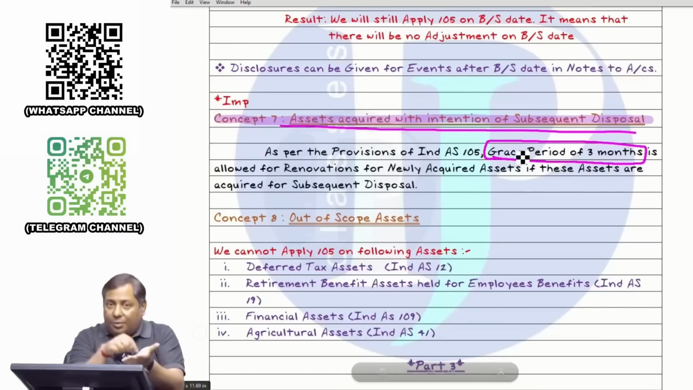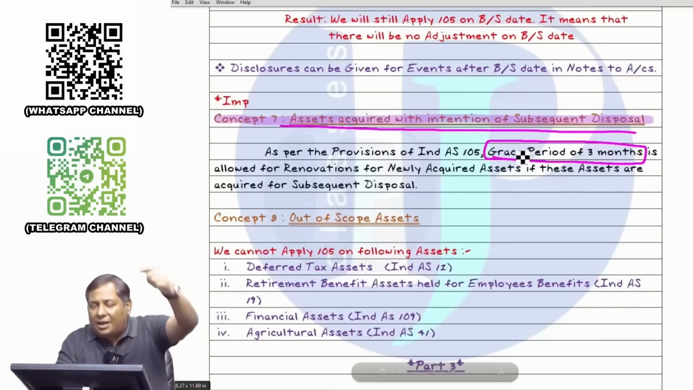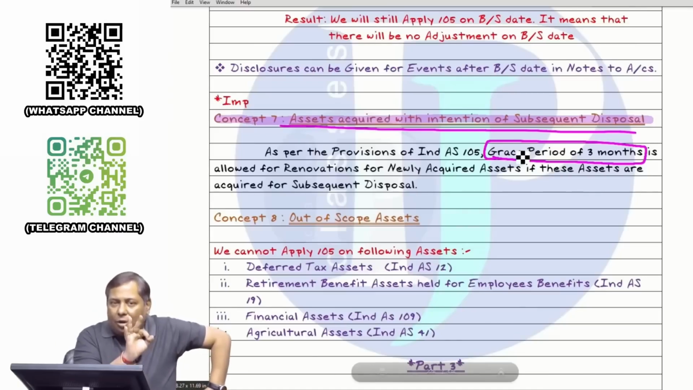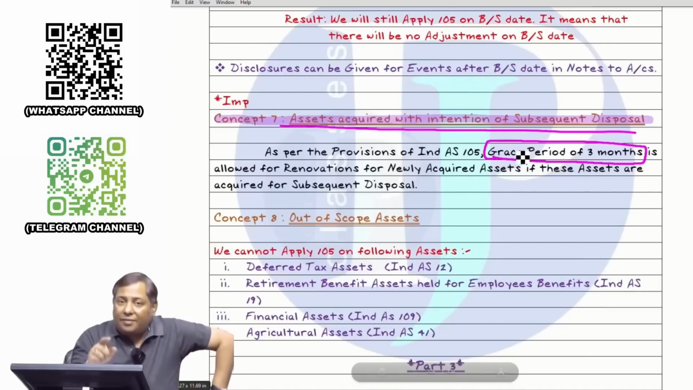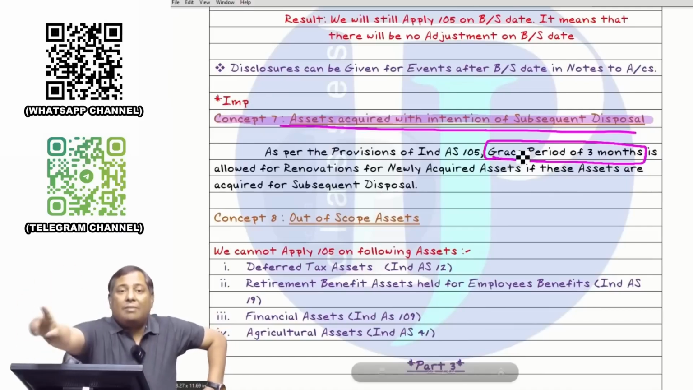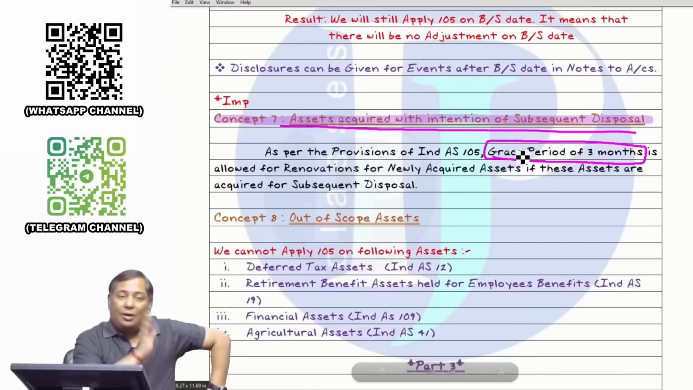And in the distant future, it is allowed for 3 months. You bought a building. At that time, your intention was to sell it. You did not want to keep it with you. If you need to get some work done, then there is a 3-month grace period. So we will assume that it is immediately available for sale. Otherwise, a grace period is never allowed. This is just an exceptional case. I bought an asset, and at the time of purchase I wanted to sell it. It's allowed only in that case, okay? Assets acquired with the intention of subsequent disposal.